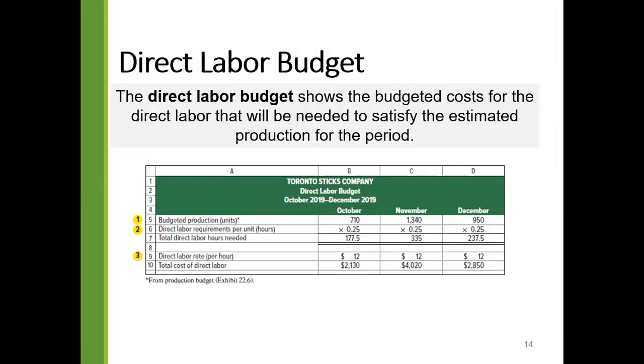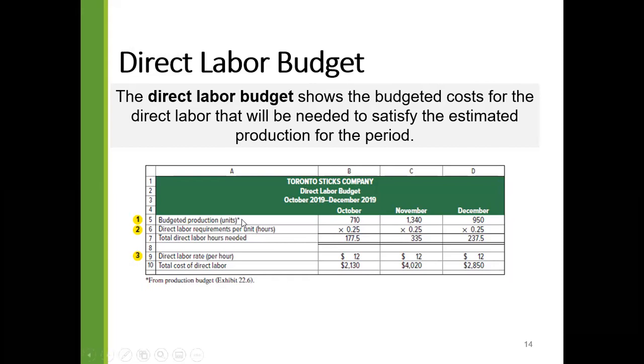Direct labor budget, again, as you can see, is based on budgeted production. So we see those units here, and then we just multiply it by how long it takes to produce each unit, so the direct labor hours required per unit. Remember, these are hockey sticks. So apparently it takes 0.25 of 1 hour, 25% of 1 hour, so about 15 minutes to produce a hockey stick.